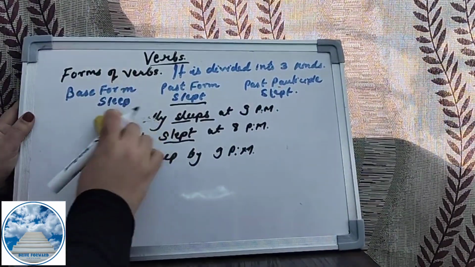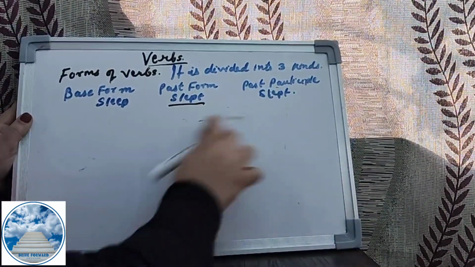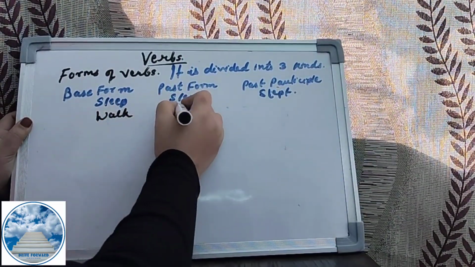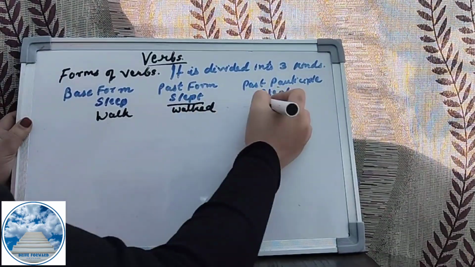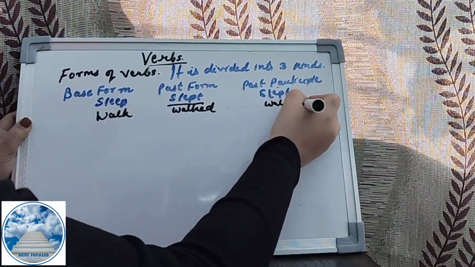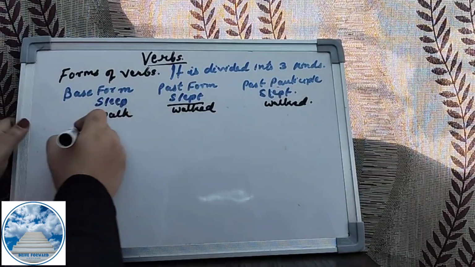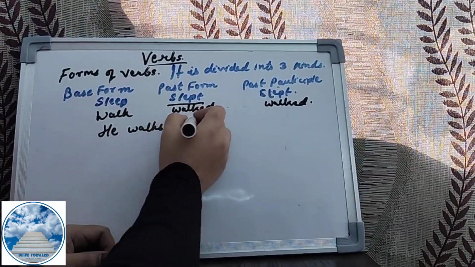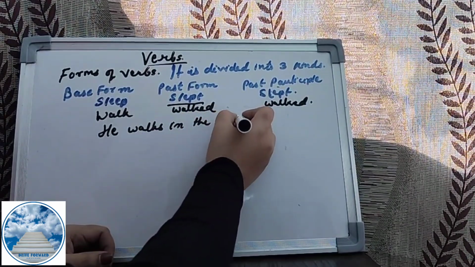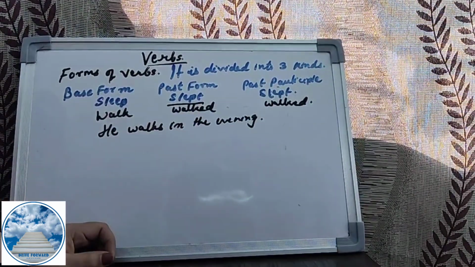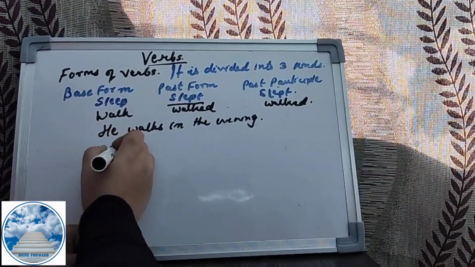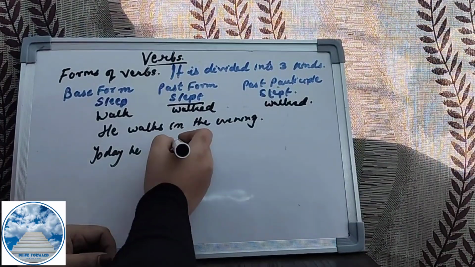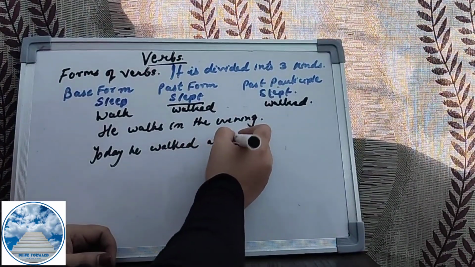Okay, I'm rubbing it. Walk. And there are so many verbs which change like this when you are using ed. He walks in the evening, right? So here also this is simple present. Today he walked a bit earlier. A bit earlier.